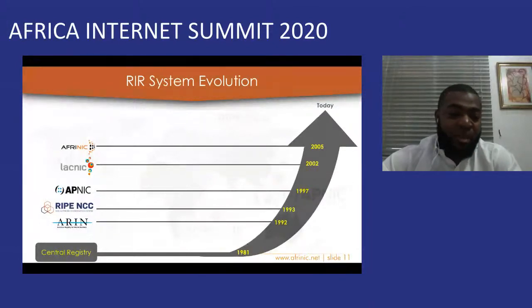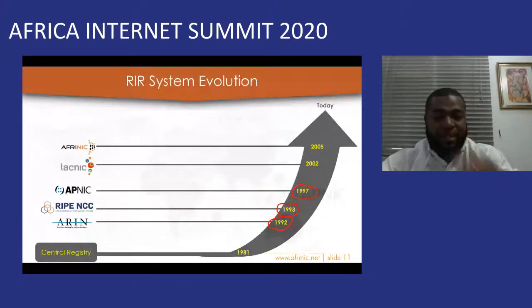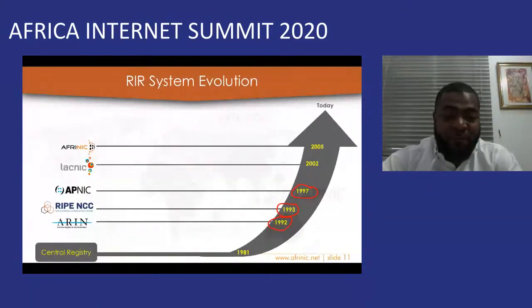Now let's see the RIR system evolution. So in 1981, we have the central registry. At this time, we didn't have any regional internet registry. So the first regional internet registry has been created in 1992. After that, we have RIPE-NCC and AFRINIC. So those are the areas per region. So ARIN is for North America.